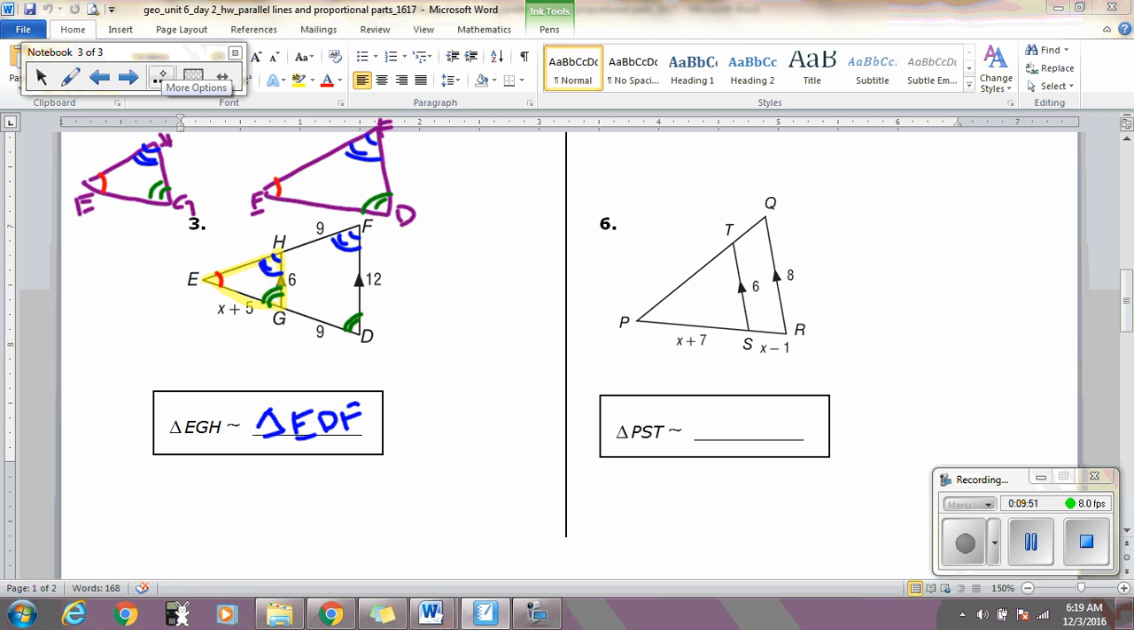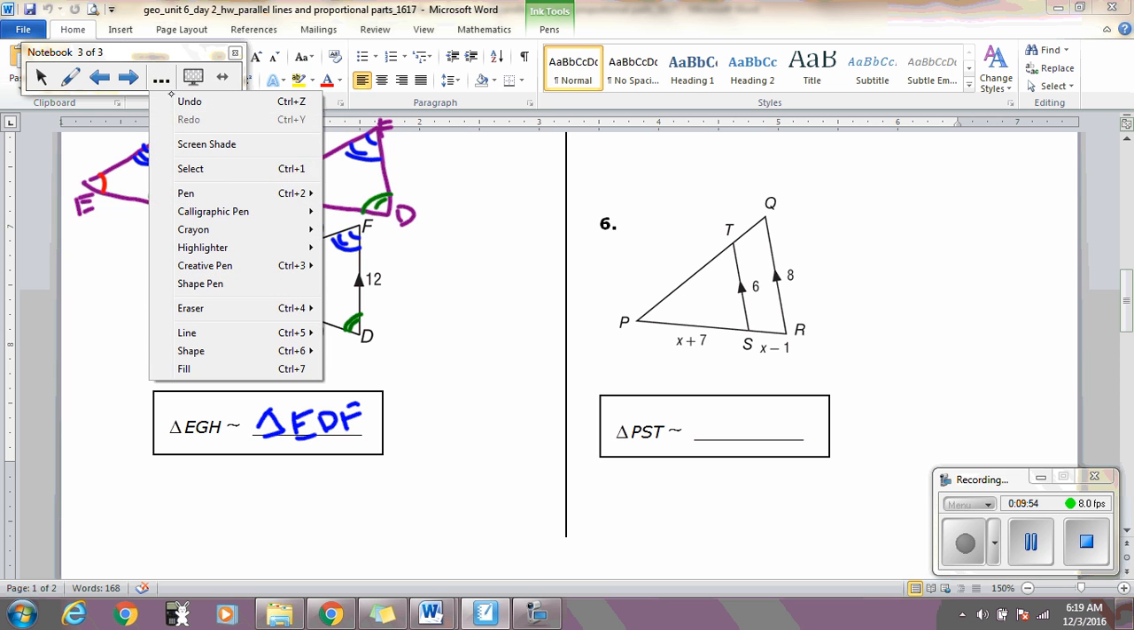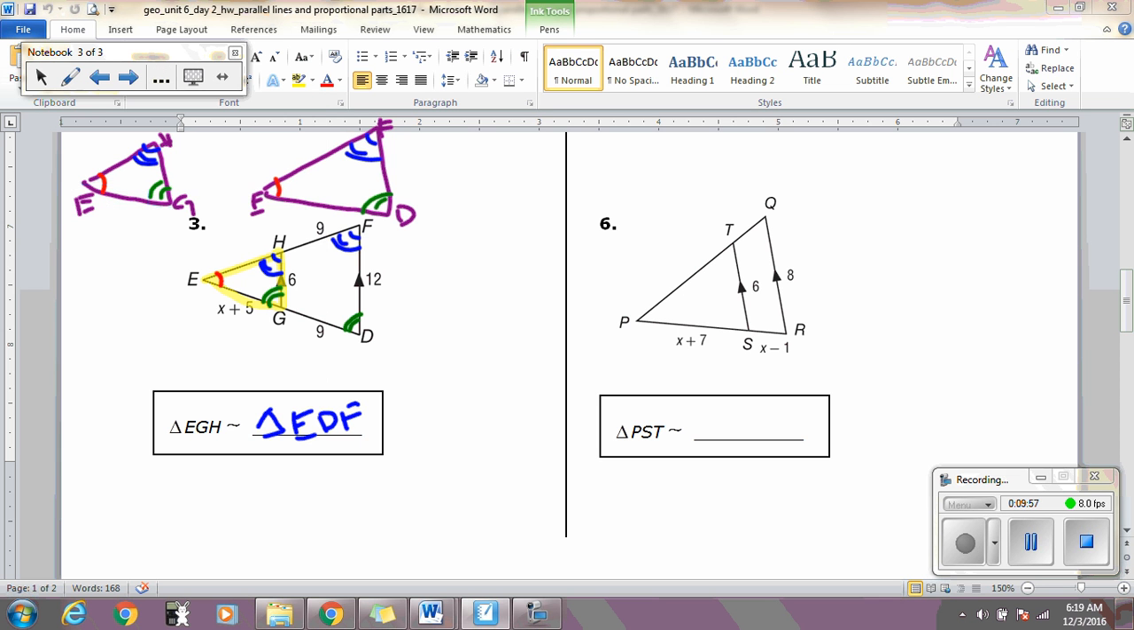All right. So now we're going to label our separate triangles with their appropriate sides. So we have EG as x plus 5, and HG as 6. We have FD as 12. But we would have to find ED by combining both EG and GD. So we're going to add these two parts together. X plus 5 plus 9 would be X plus 14, as you combine your like terms.